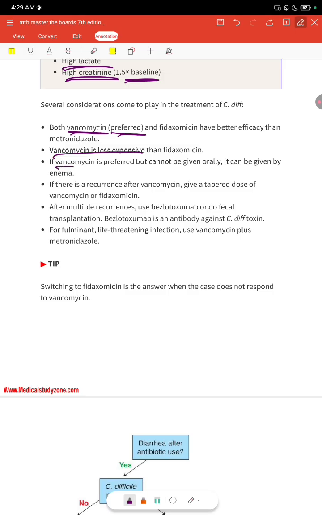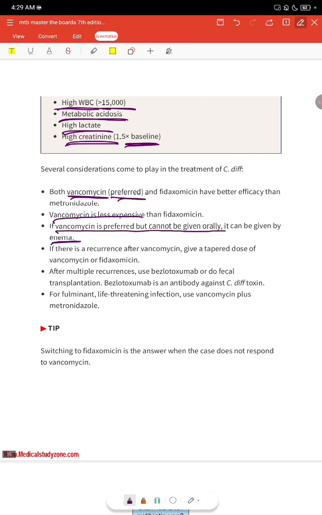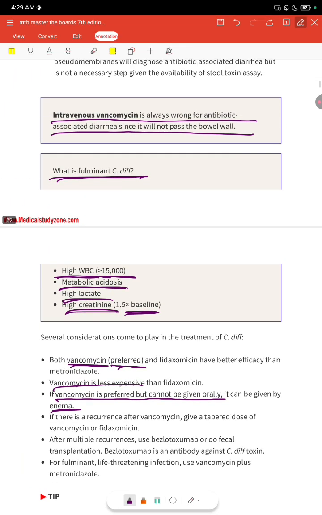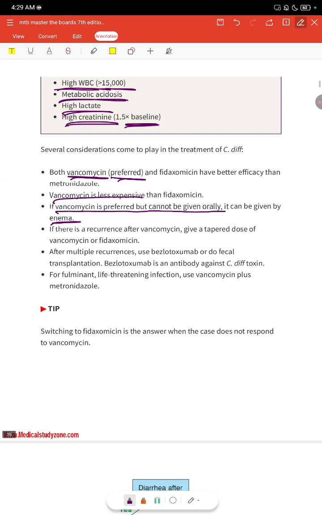So, if vancomycin is preferred but cannot be given orally, it can be given by enema, because we have to in some way reach the vancomycin dose into the gut, and that's the reason we give oral vancomycin and we don't go for the intravenous vancomycin, because it will not pass the bowel wall. So if vancomycin is preferred but cannot be given orally, go for the enema option.